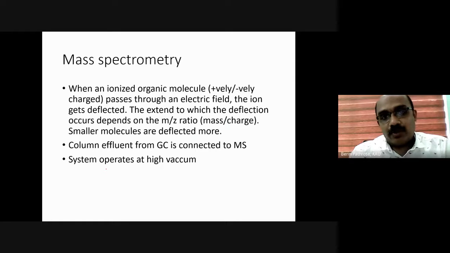And coming to the next part, that is mass spectrometry. I will try to complete mass spectrometry also. HPLC will be completed in the next class. So mass spectrometry is another advanced method of detection in gas chromatography.